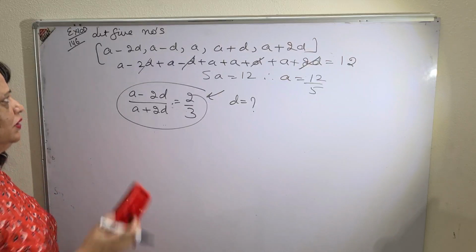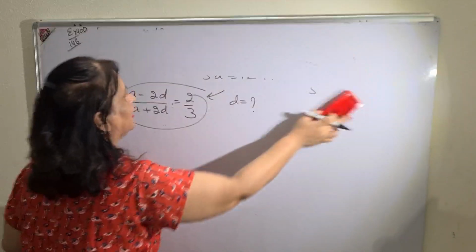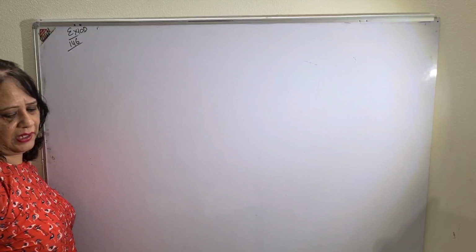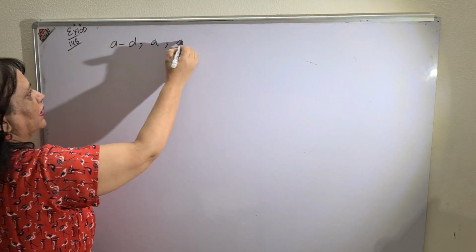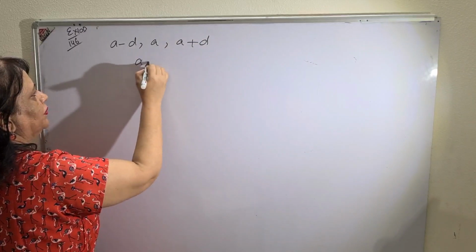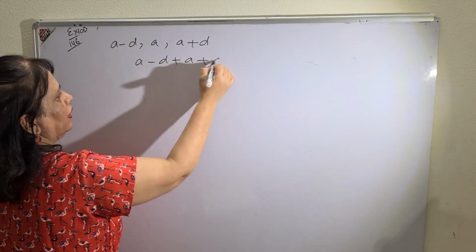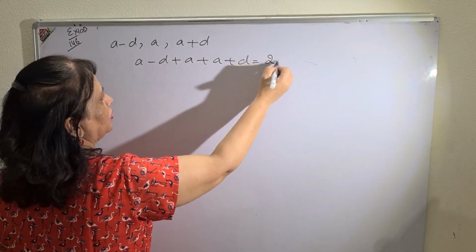Split 207 into 3 parts. So again, 3 parts I have told you. They are a minus d, a and a plus d. So when you sum them, they have given 207.